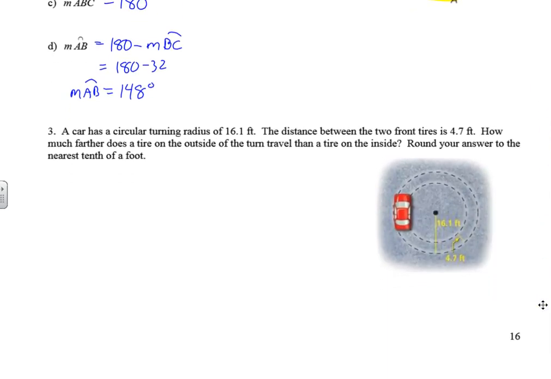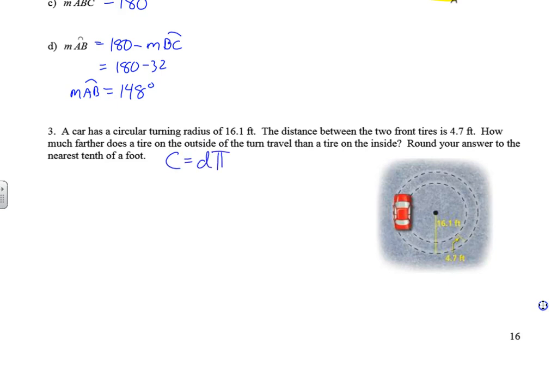All right, so a car has a circular turning radius of 16.1 feet. The distance between the two front tires is 4.7 feet. How much further does a tire on the outside of the turn travel than the tire on the inside? Round your answer to the nearest tenth of a foot. Okay, so what we're looking at here is the circumference.